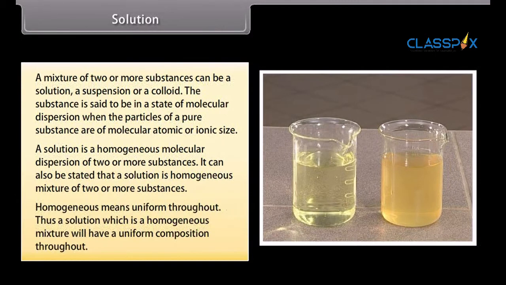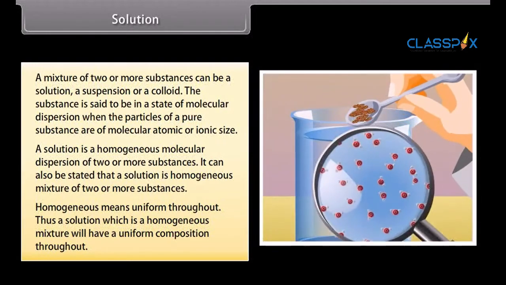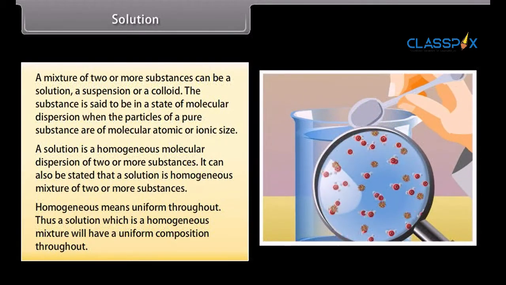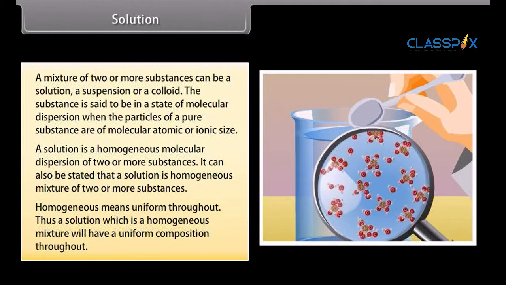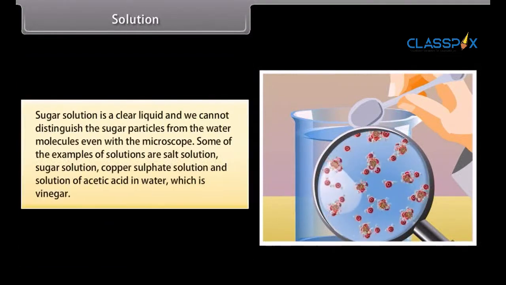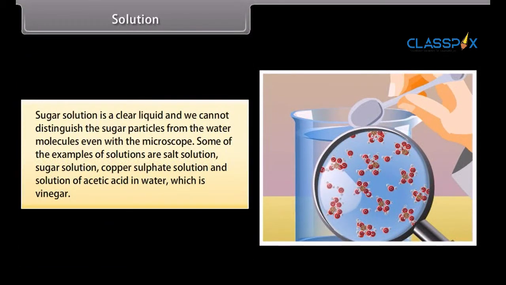Homogeneous means uniform throughout. Thus, a solution, which is a homogeneous mixture, will have a uniform composition throughout. Sugar solution is a clear liquid and we cannot distinguish the sugar particles from the water molecules even with the microscope. Some examples of solutions are salt solution, sugar solution, copper sulfate solution, and a solution of acetic acid in water, which is vinegar.